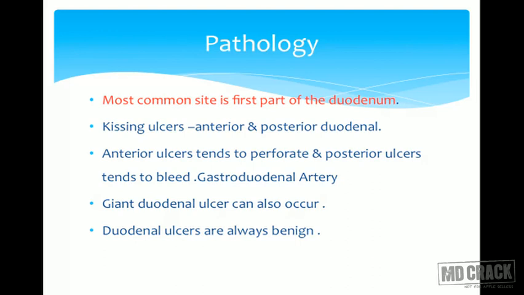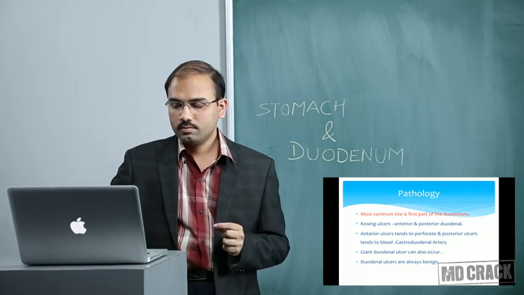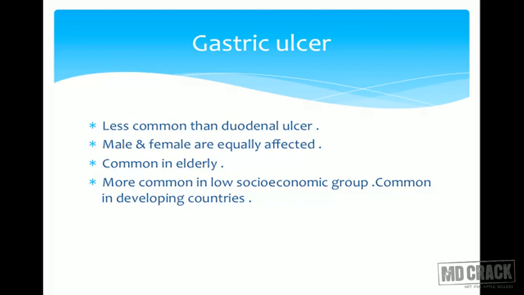Mind you, duodenal ulcers are always benign, as compared to gastric ulcers, which may harbor malignancy. Now we learn about gastric ulcers. They are less common than duodenal ulcers.